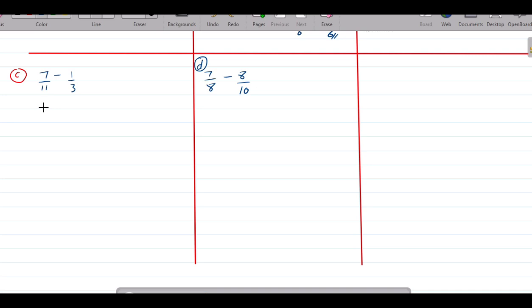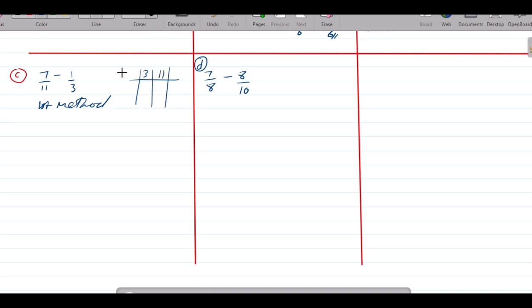We're going to use two methods to solve this particular question, and I'm going to start with the first method we used earlier. Now, to use the first method, don't forget the first thing we need to do when we are dealing with fractions with unlike denominators is to find the LCM first. So let's find the LCM.